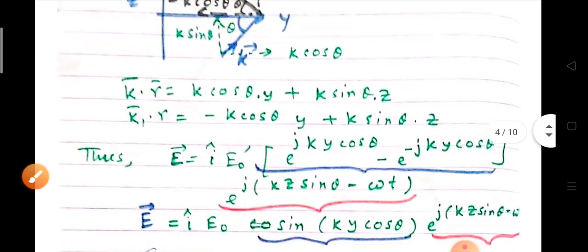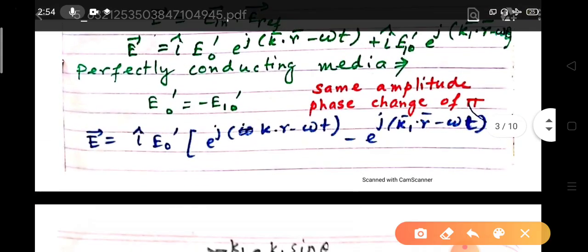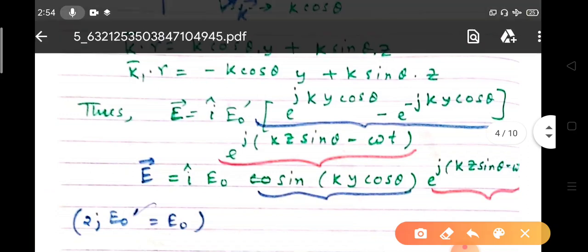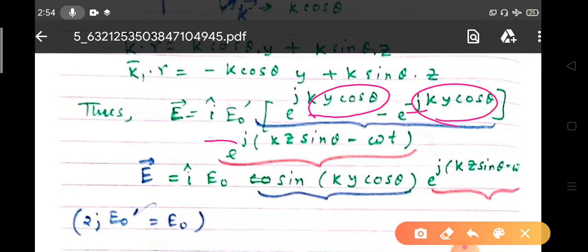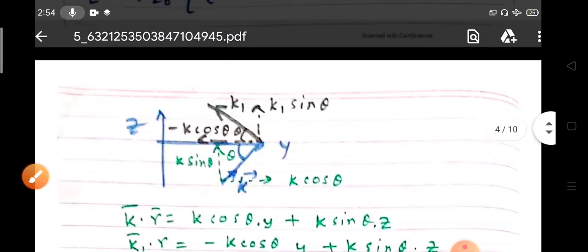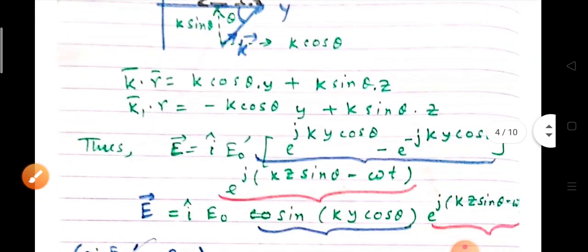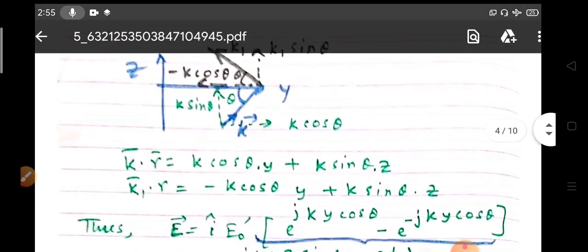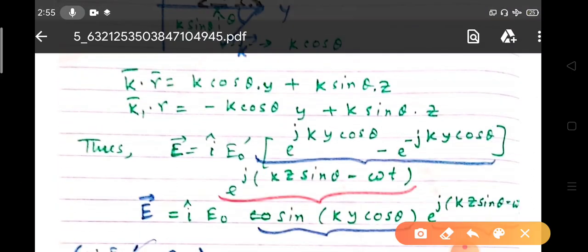So the total electric field, after putting the values of k dot r and k1 dot r, will be i cap E naught prime, e to the power j ky cos theta minus e to the power minus j ky cos theta, times e to the power j (kz sin theta minus omega t), where we are taking the common terms outside the bracket. kz sin theta is common for both cases, and omega t is also common for both the incident field and the reflected field.